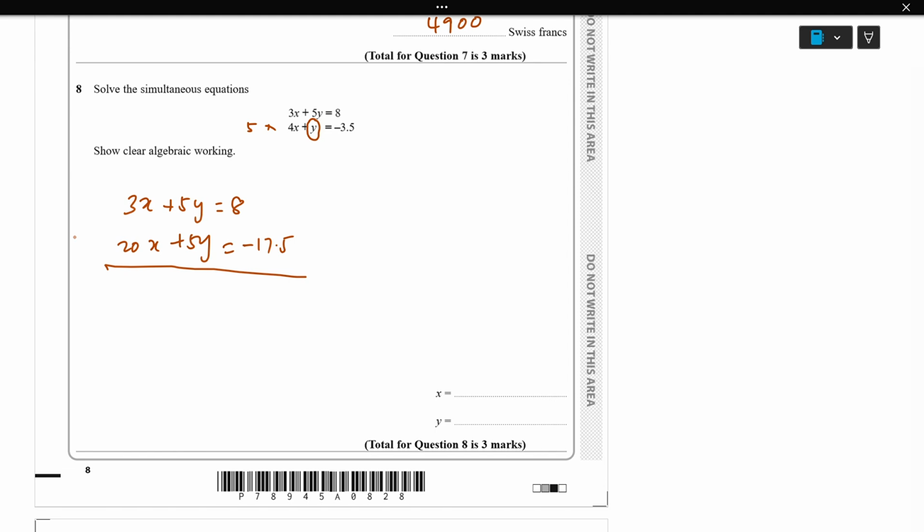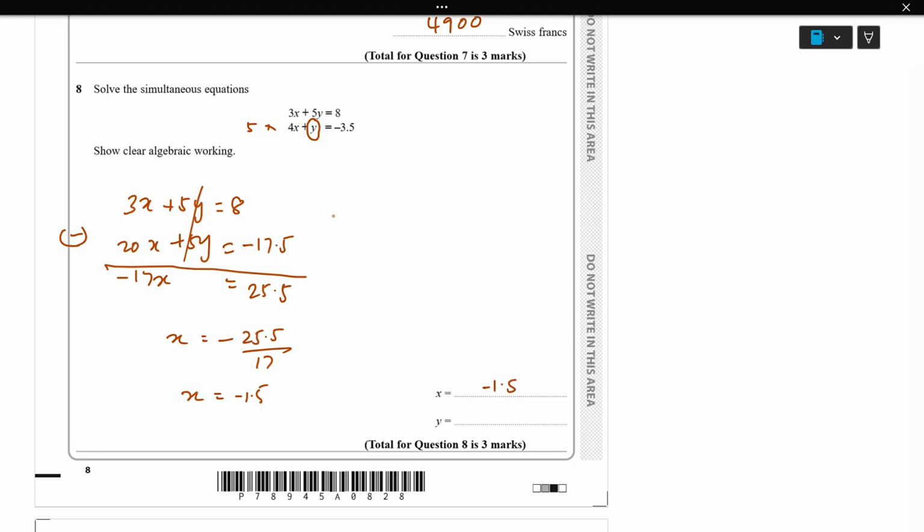Now subtract both the equations. So 5y minus 5y, they become 0. 3x minus 20x is going to be minus 17x equal to, so this becomes plus, minus minus is plus. 8 plus 17.5 is 25.5. So x equal to negative 25.5 over 17. So x equal to negative 1.5. So we got the answer negative 1.5 for x.